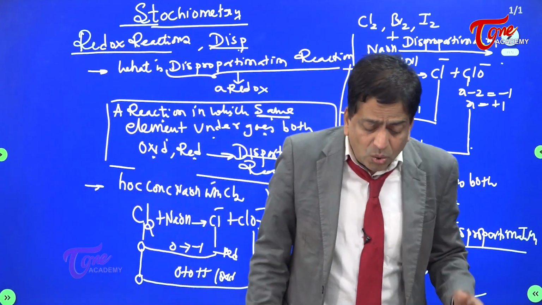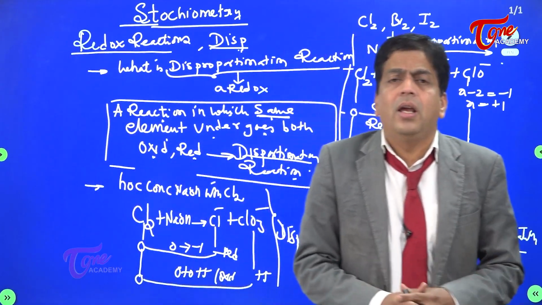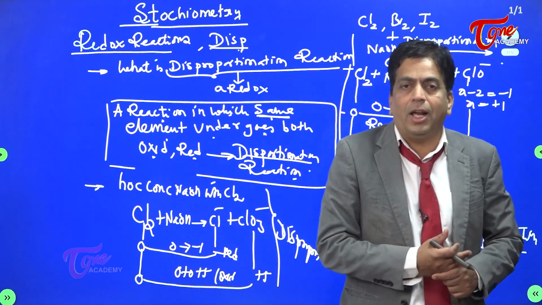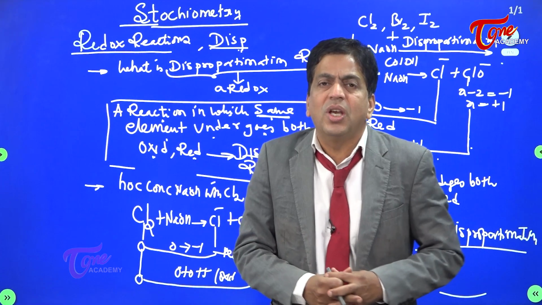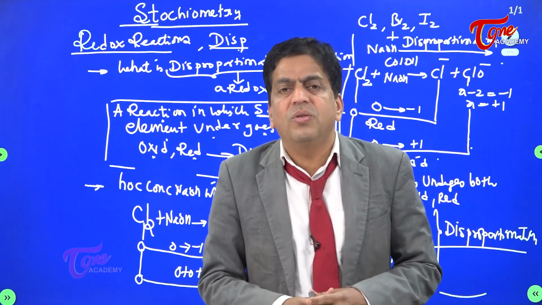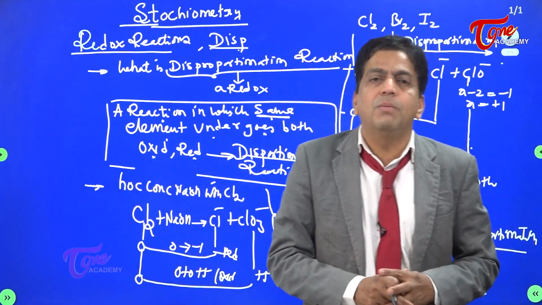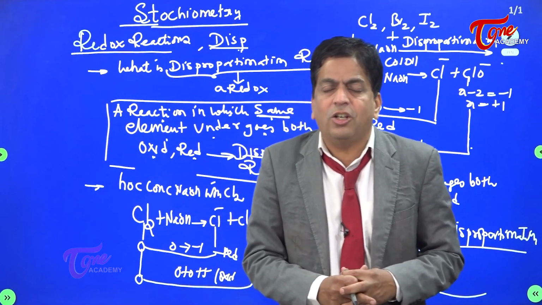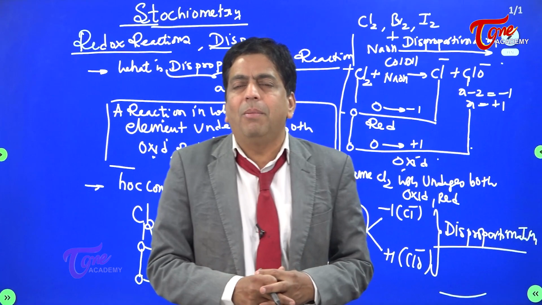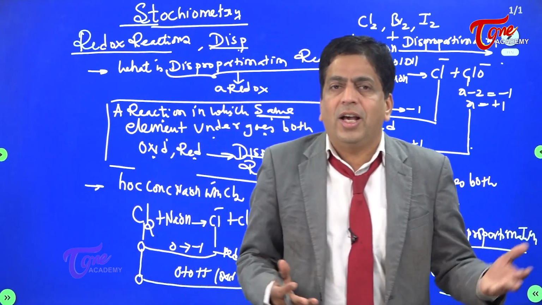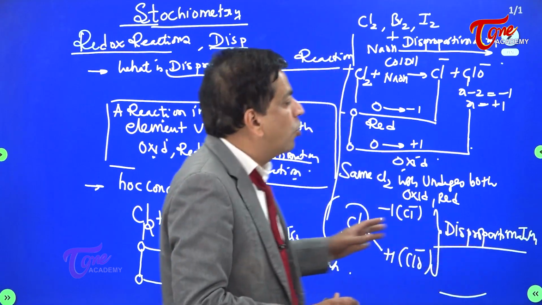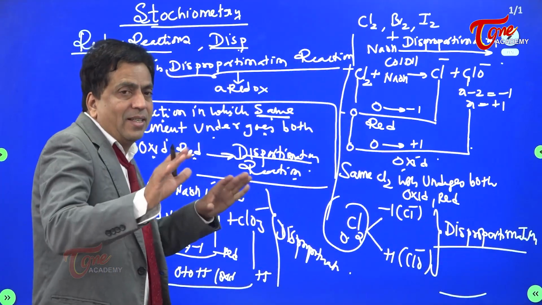So generally, what is the action of halogens on bases? Then you must say that all halogens will be undergoing disproportionation with bases, which is like a redox reaction, where the same element will be undergoing both oxidation and reduction. Not all halogens, except what? Fluorine. So I wanted to compare chlorine reactions with fluorine side by side.